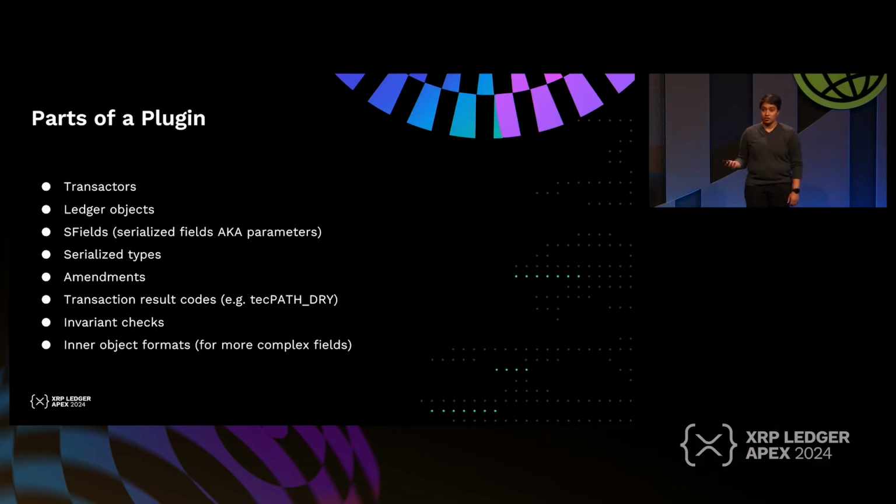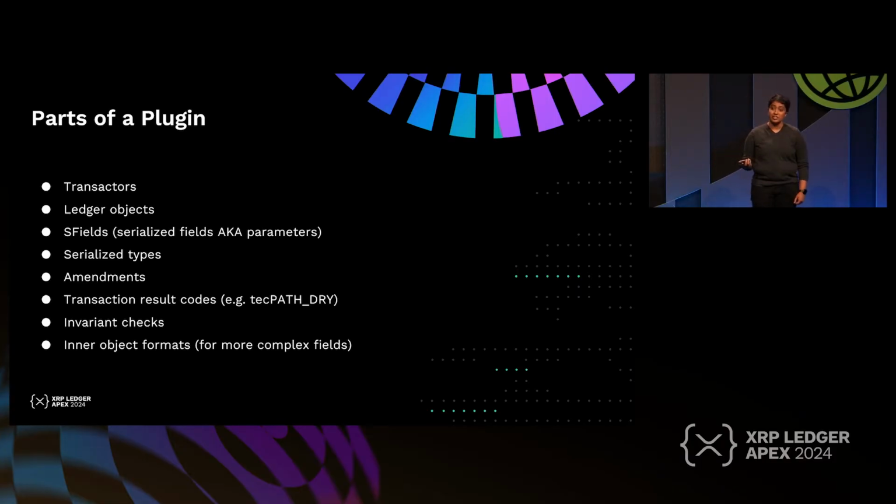So what are the different parts of a plugin? First off, we've got the transactors that we just discussed, your transaction processing handlers. You've got ledger objects. What new ledger objects do you want to be creating as a part of your amendment? S fields are serialized fields or parameters. They're the fields in your transaction. You've got serialized types, which are the different types that a field can be, such as an account or a uint 16 or something like that.